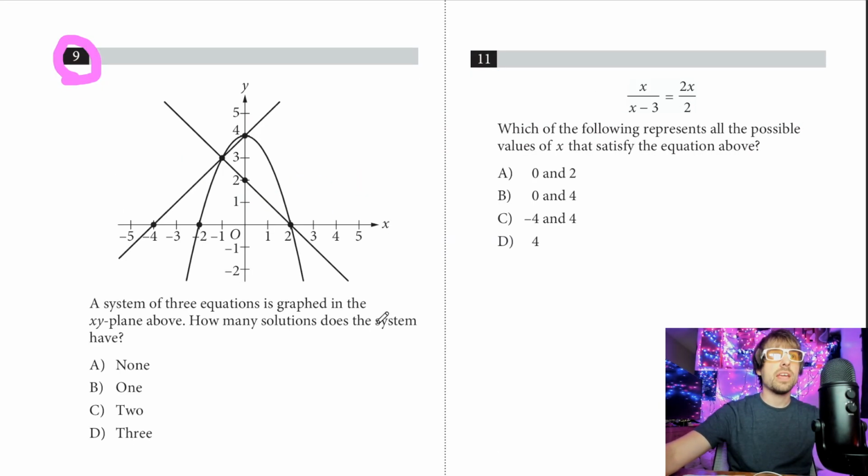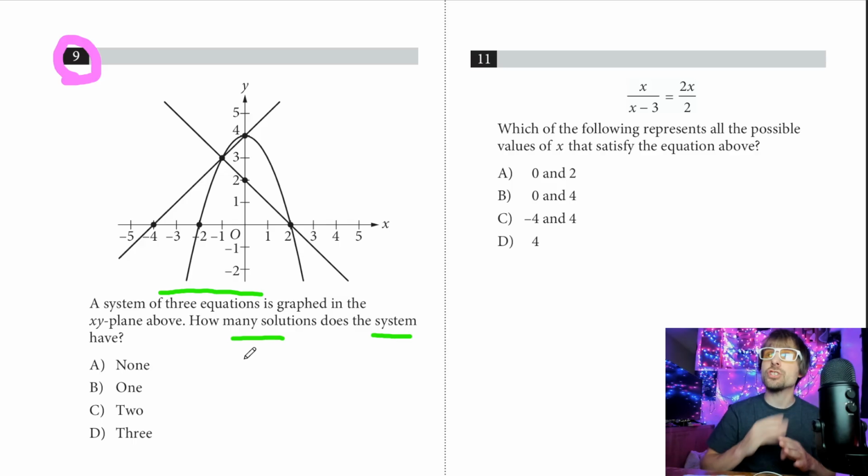Number 9, I see a system of 3 equations, pretty unique. Usually our systems are 2 equations. And they want to know how many solutions the system has. Well, remember, the system is all 3 equations. So a solution is only going to be when all 3 of my equations intersect, because that xy would represent a solution to all 3 equations. So this one's only 2, this one's only 2, this is all 3 lines intersecting, so this is going to be one solution to all 3 equations.